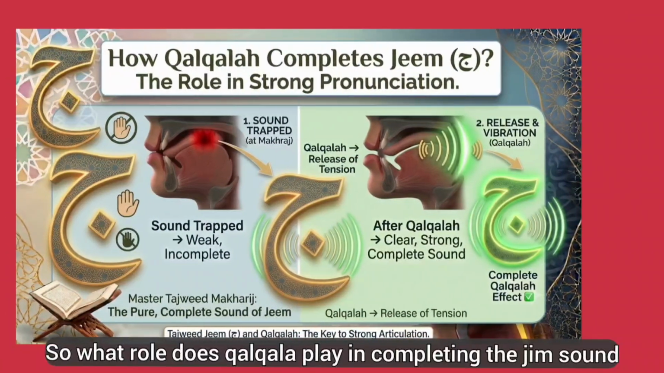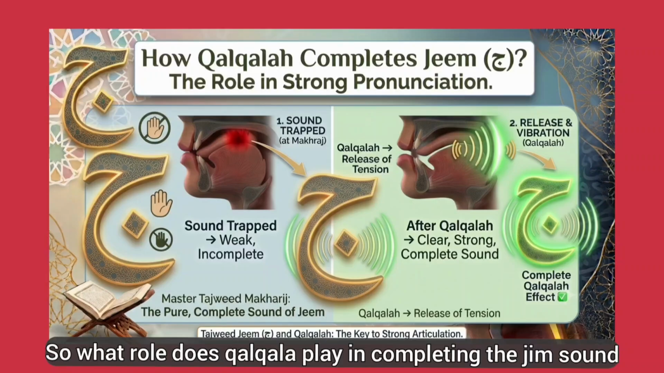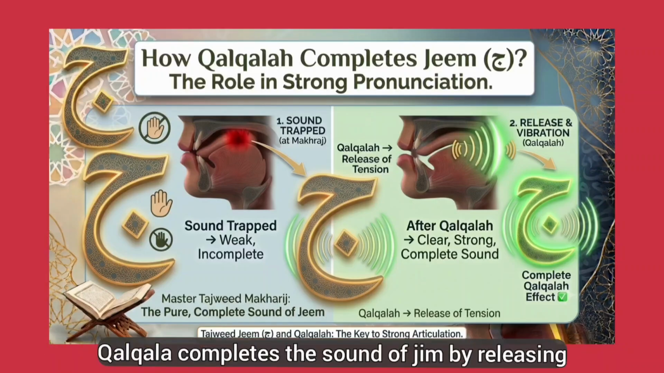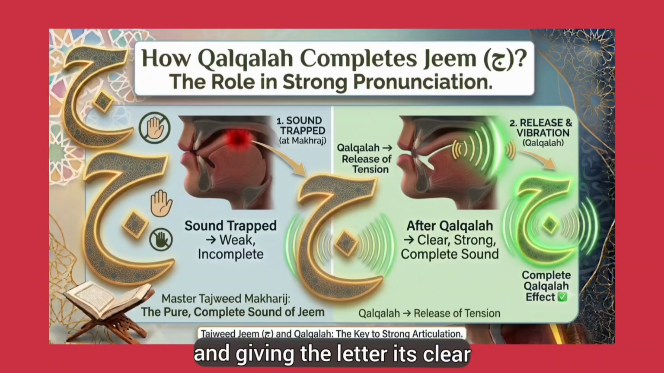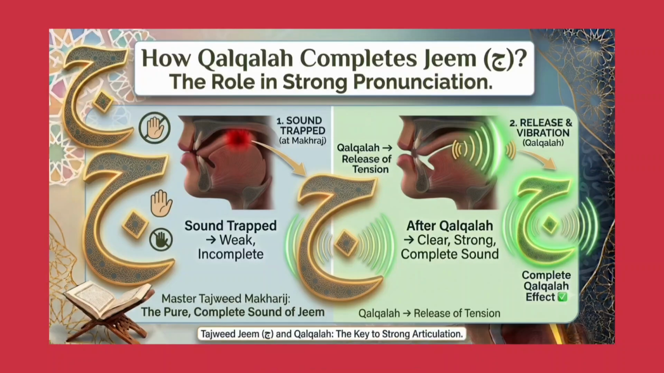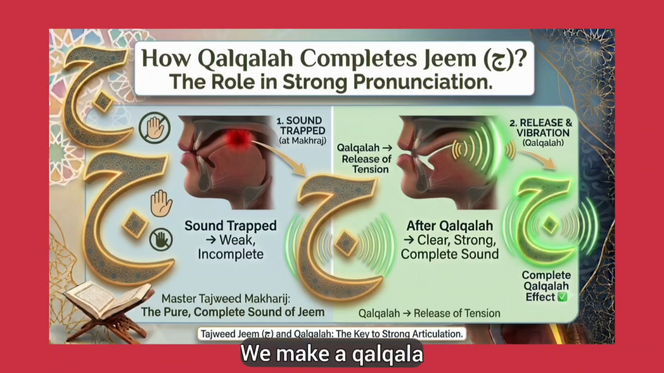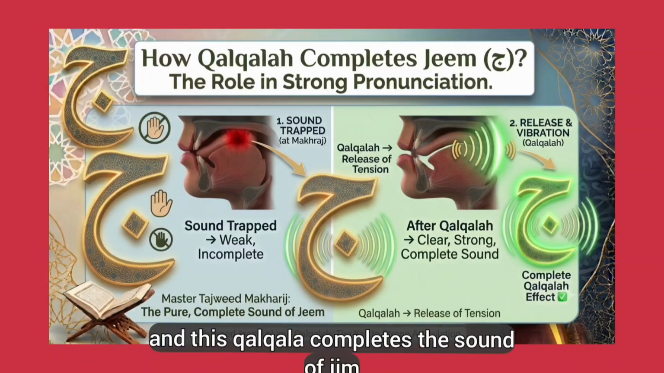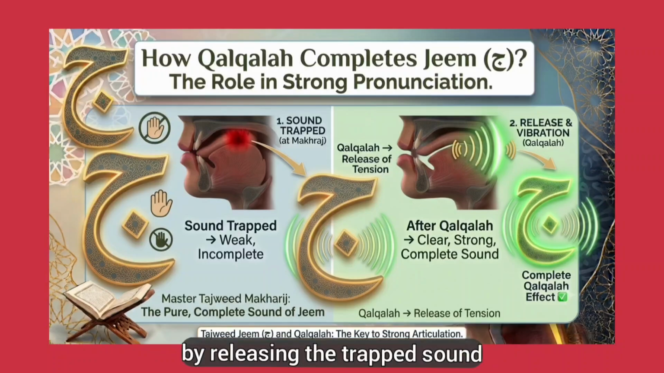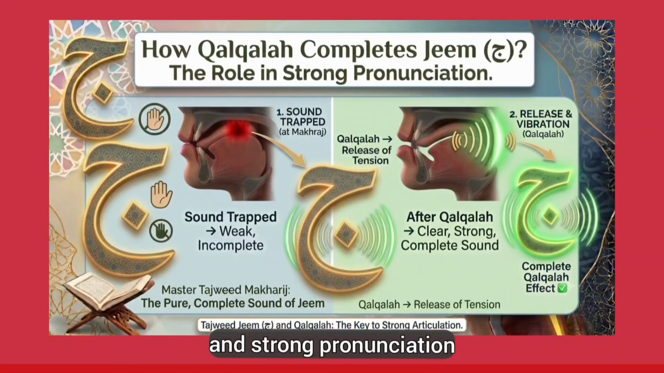So what role does Qalqalah play in completing the Jeem sound? Qalqalah completes the sound of Jeem by releasing the trapped sound and giving the letter its clear and strong pronunciation. When you say, for example, وَالسَّمَاءِ ذَاتِ الْبُرُوجِ, we make a Qalqalah, and this Qalqalah completes the sound of Jeem by releasing the trapped sound. Also, it gives the letter its clear and strong pronunciation.